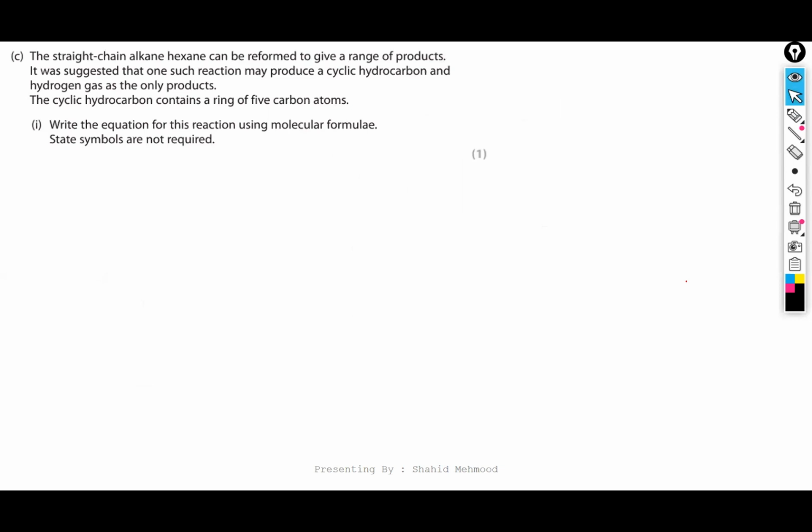Part C: the straight chain alkane hexane can be reformed to give a range of products. It was suggested that one such reaction may produce a cyclic hydrocarbon, and hydrogen gas is the only other product. The cyclic hydrocarbon contains a ring of 5 carbon atoms. Write the equation for this reaction using molecular formulae. State symbols are not required.